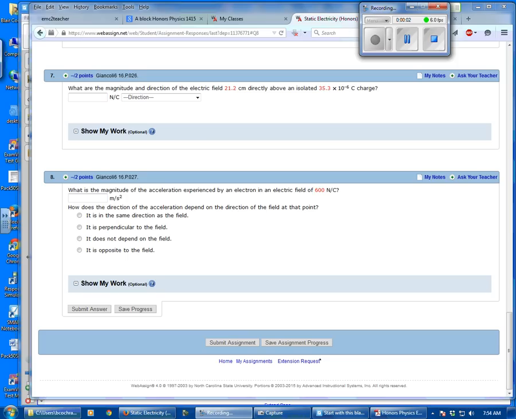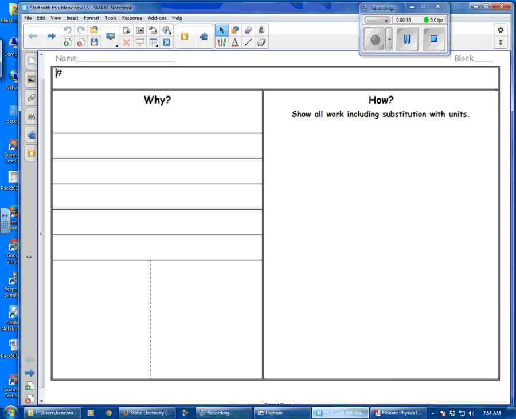Alright, so we're going to start with number 8 here. Notice the magnitude of the acceleration experienced by an electron in an electric field of, for me, 600 newtons per coulomb. In your Y, so this is number 8, one of the things you need to show is that you understand what an electric field is.